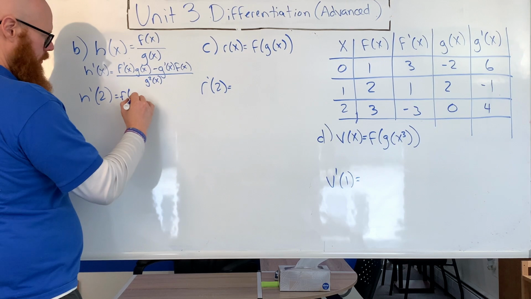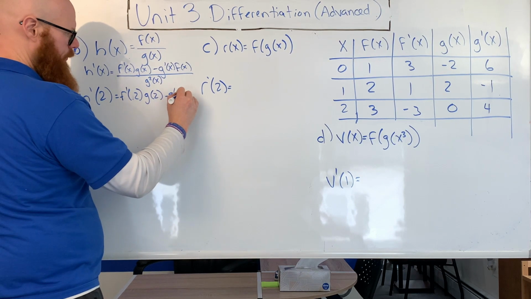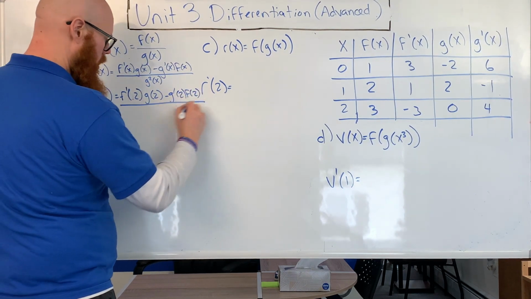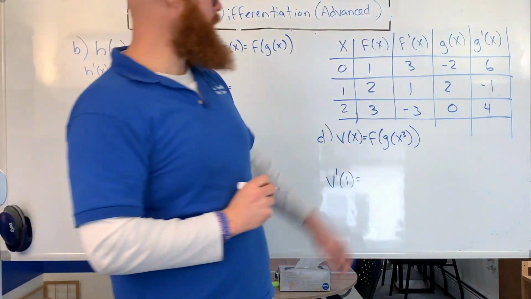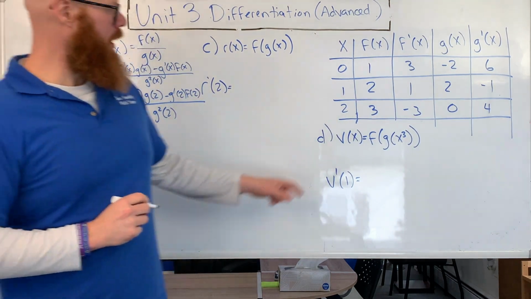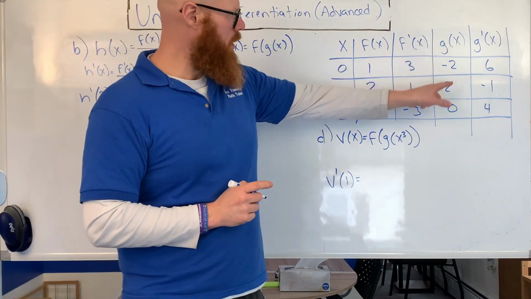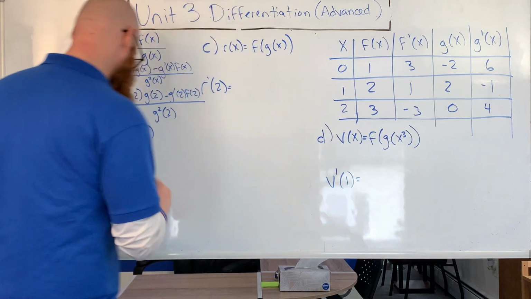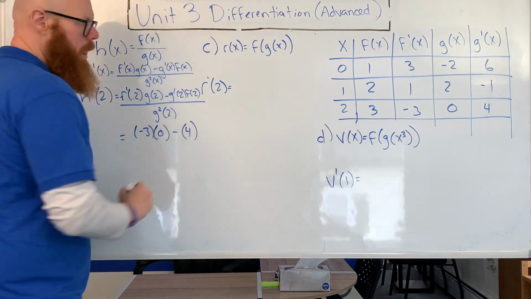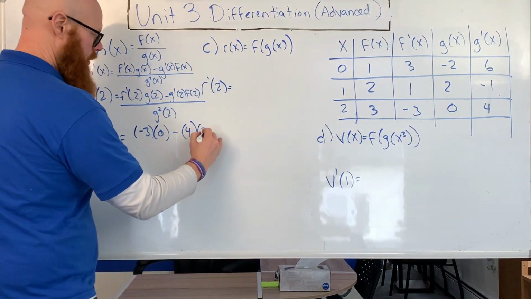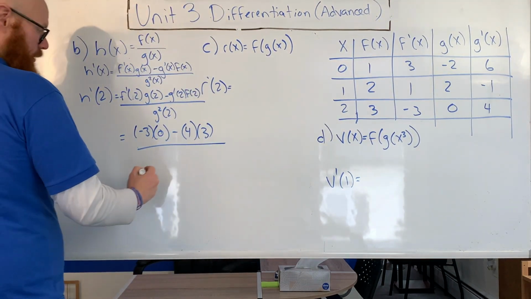So f prime of 2, g of 2 minus g prime of 2, f of 2, all over g squared of whatever 2 is. And then we're just going to look over at the table to get all these values. So f prime of 2 is negative 3. G of 2 is 0. G prime of 2 is 4. F of 2 is 3. And g of 2 is 0.